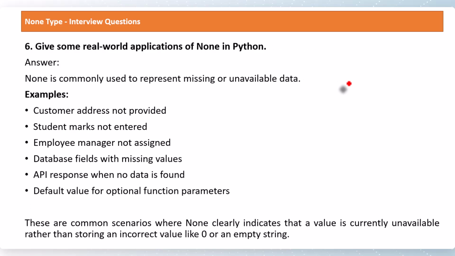Give some real world applications of none in Python. None is commonly used to represent missing or unavailable data. You can use it to store customer address not provided, student marks not entered, employee manager not assigned, database fields with missing values, API response when no data is found, and default value for optional function parameters. In all these cases, you can use none.